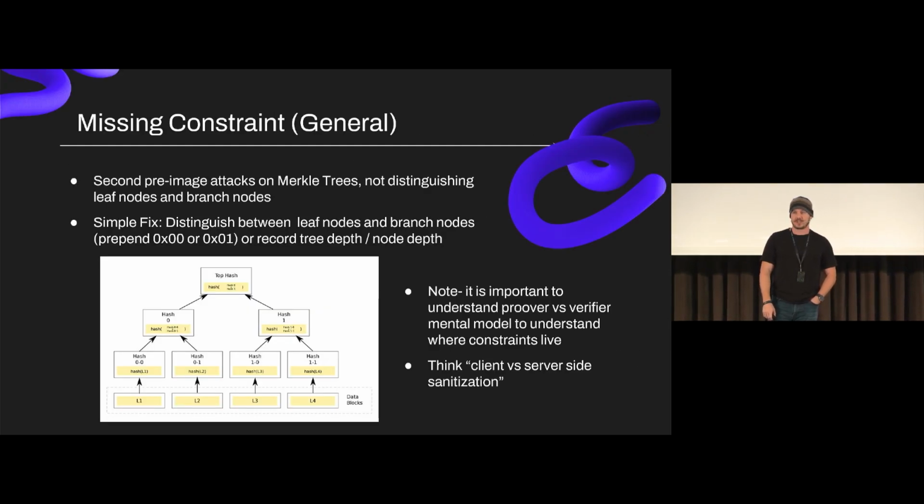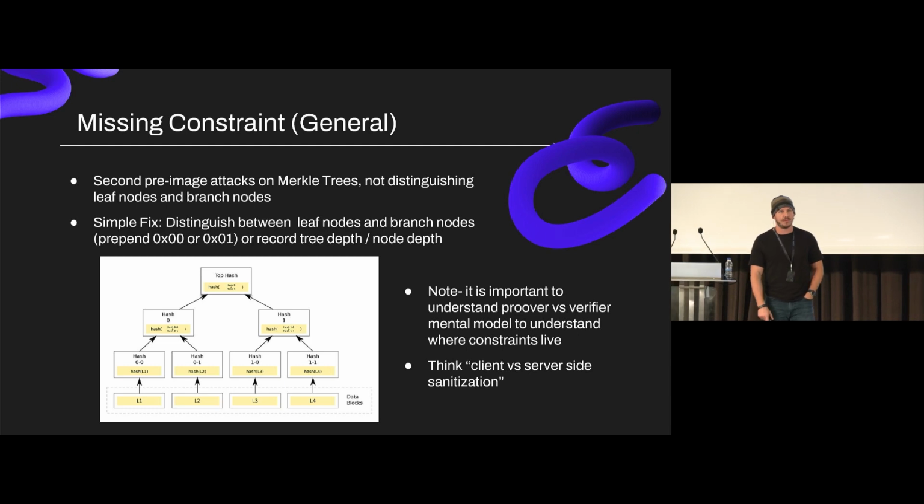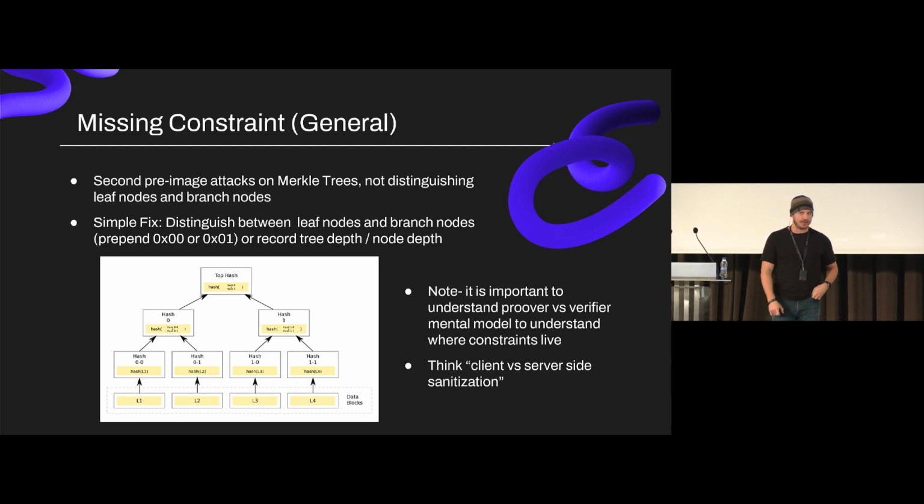So the first one is general logic, missing constraint, and I don't want to spend too much time diving into the example, but I do want to highlight one thing at the beginning, and it's this conceptual view of what circuits look like. You have a prover that's proving something and there's a circuit involved, and then you have a verifier that's verifying something and there's a circuit involved.